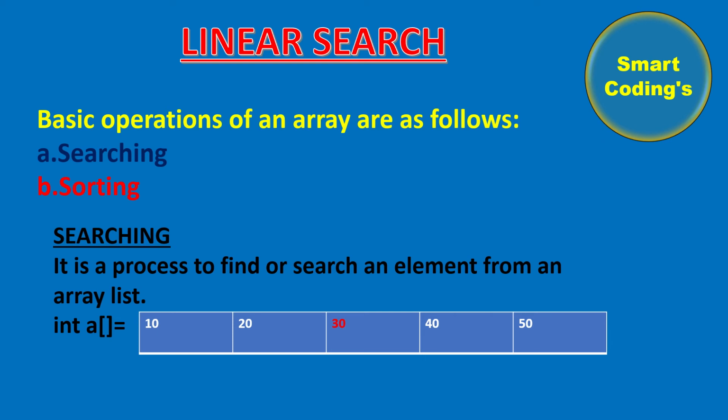As you can see, I'm highlighting with the cursor that A is an array over here having 5 elements. Now I have marked this 30 with a red color, means I need to search 30, for example. From an array list I need to find element 30. So this is what is called searching. It is a process to find or search an element from a given array list. So what are the two operations of an array, that is searching and sorting.